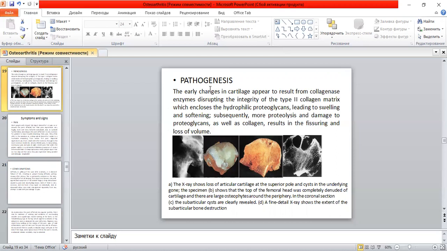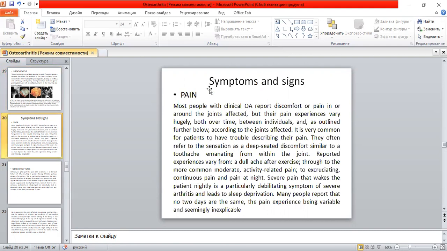Picture A, the X-ray shows loss of the articular cartilage of the superior pole and a cyst of the underlying bone, the geode. Picture B shows that the top of the femoral head was completely denuded of cartilage, with large osteophytes around the periphery in the coronal section. Picture C, the subcortical cyst is revealed. And picture D, fine detail X-rays show the extent of the subarticular bone destruction.